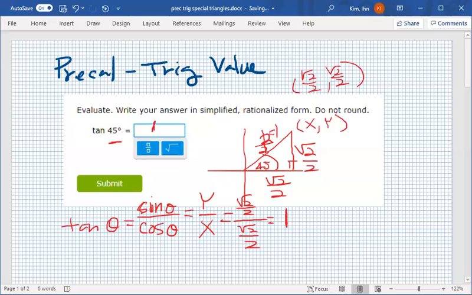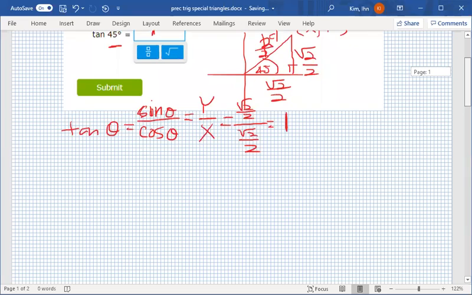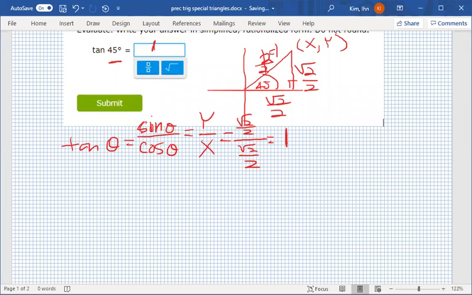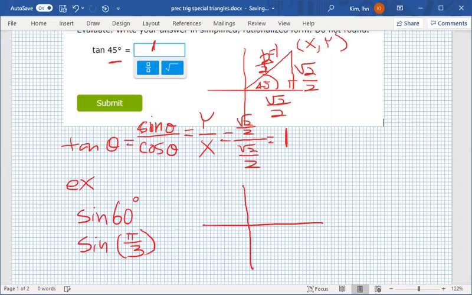Let's do another problem. Okay, another example here. Let's do sine of 60 degrees, or we could say sine of, we learned this, right? What is 60 in terms of radians? Well, 60 in terms of radians is going to be pi over 3. Okay, so this is in degrees on the top, and this is in radians. We always have to draw our reference angle for 60. 60, again, is in the first quadrant.